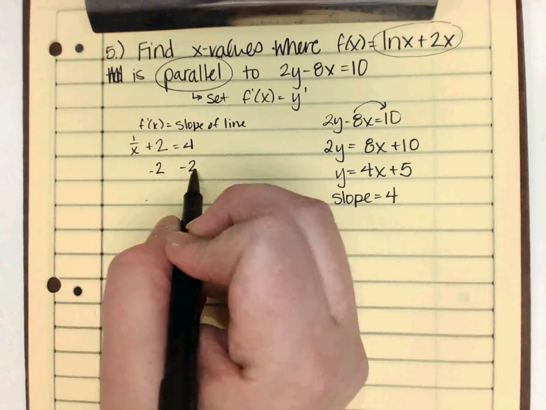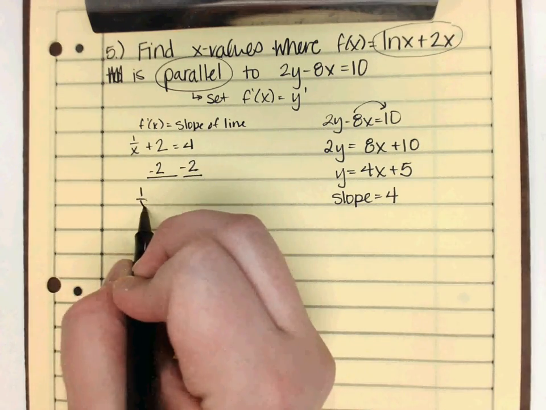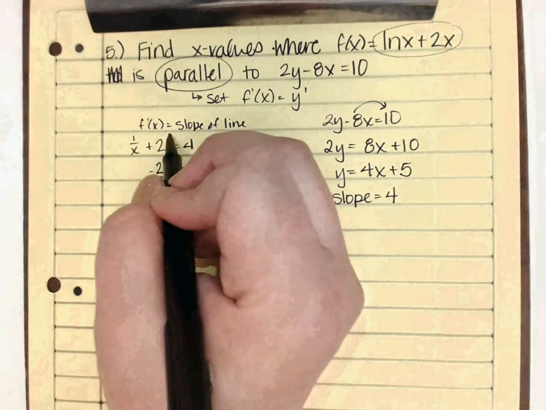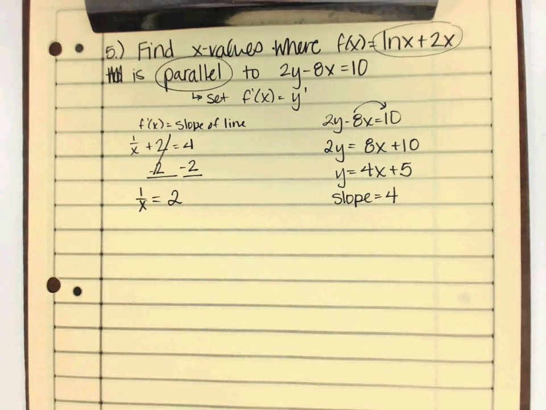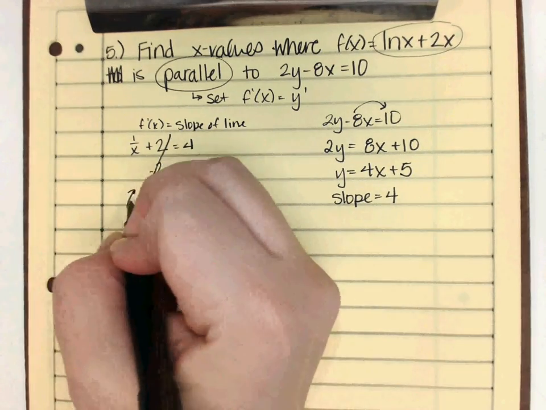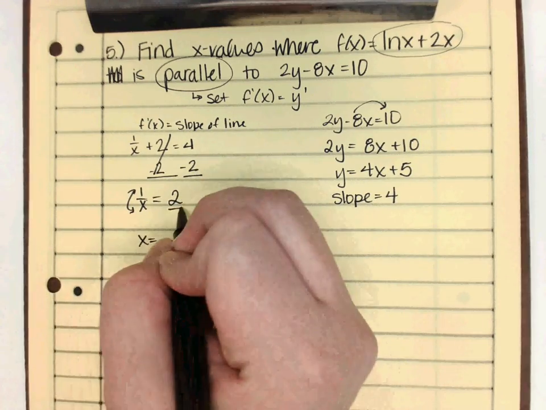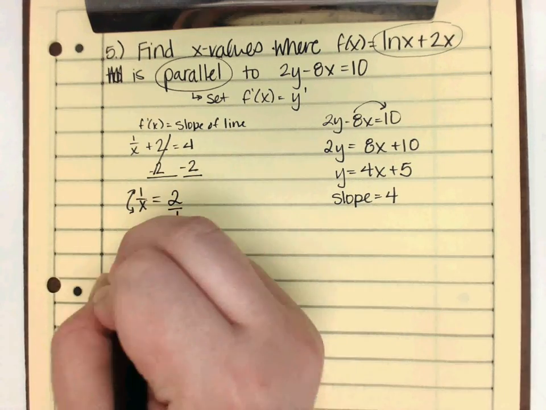Subtract the 2 across. Then 1 over x equals just a 2 over there. And then I'm going to reciprocal both sides. 1 over x reciprocaled is x. 2 over 1 reciprocaled is a half.